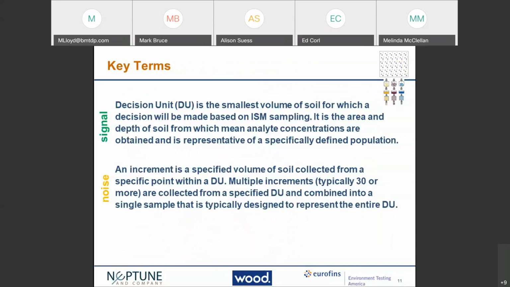So 2 key terms: the decision unit is the smallest volume of soil that we want to make a decision about, and we want to get that average concentration. That is the signal that we're looking for. An increment is just a small part of that decision unit, and we take a whole bunch of increments and combine them to form a sample, which then represents the entire decision unit. The individual concentrations of those increments are actually the noise that we are trying to manage.